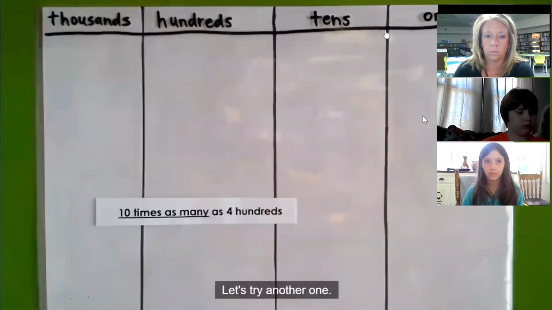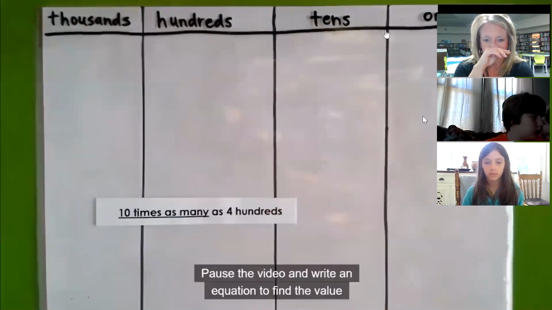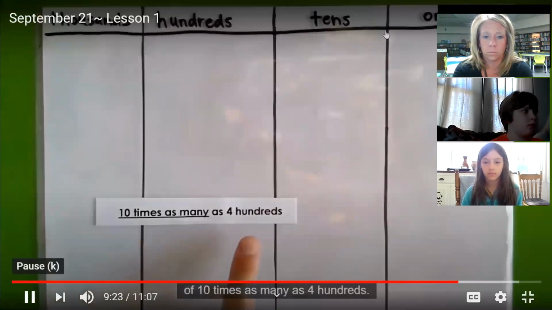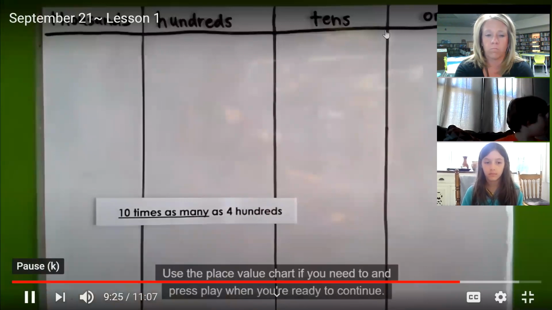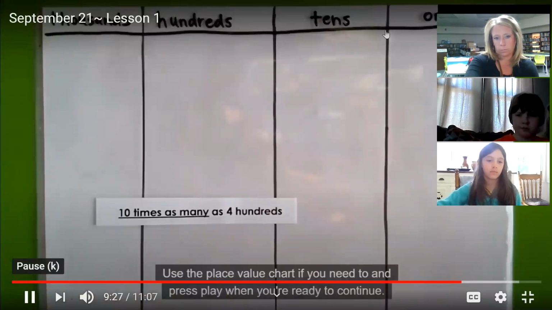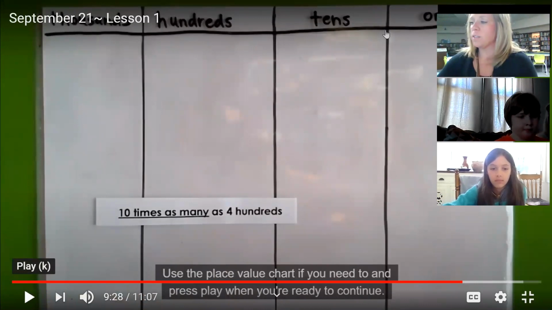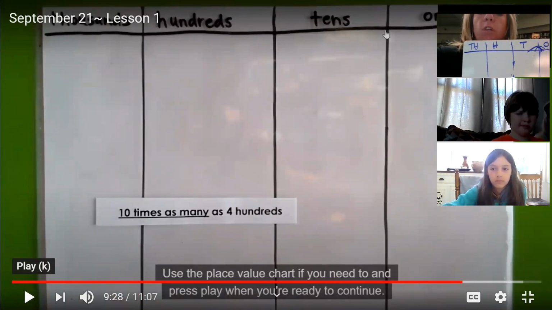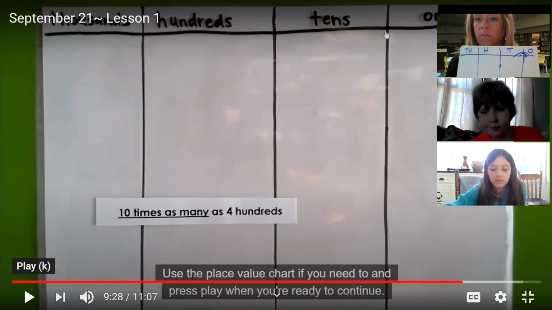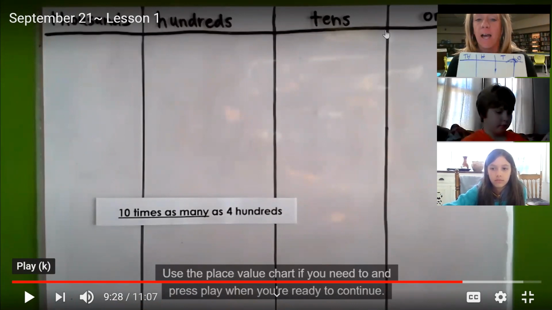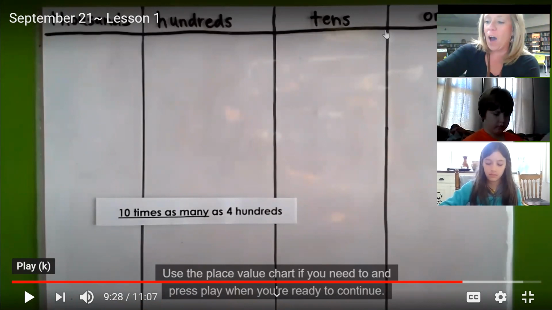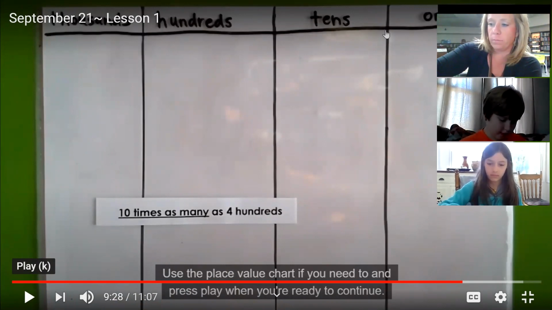Let's try another one. Pause the video and write an equation to find the value of 10 times as many as 4 hundreds. Use the place value chart if you need to, and press play when you're ready to continue. Okay, so now I kept the top of mine the same and I just erased my work. So now let's start with what information they gave us. We have 10 times as many as 400s.